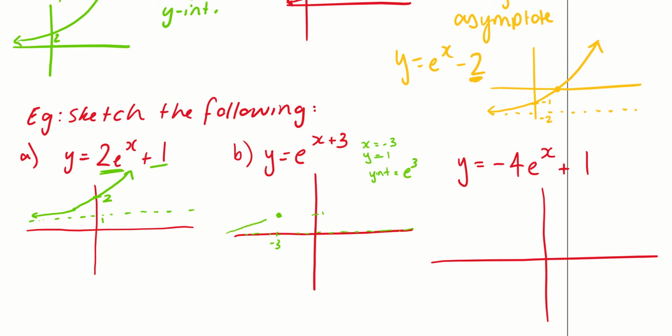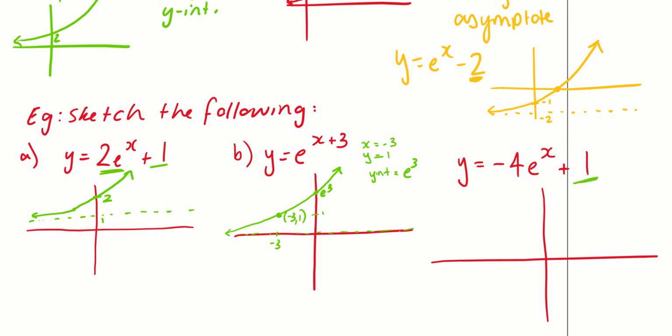But so now if I join everything up, I can label that as e to the power of 3. And I'll show the marker. I know it passes through -3, 1. There we have it. Okay, last one, straight away.